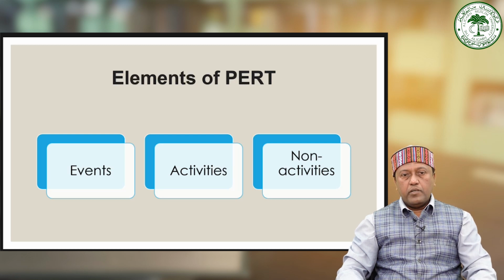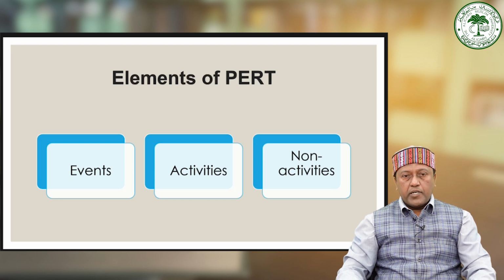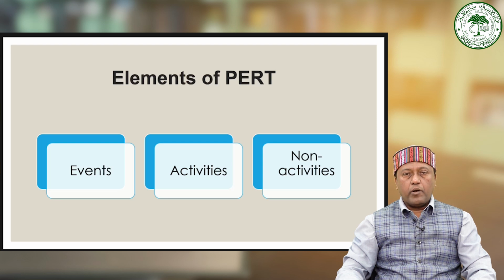Then coming to the elements of PERT, especially in PERT, these three elements you can see here: events, activities, and non-activities. These three elements play a fundamental role in constructing network diagrams to aid project management. Just see what an event is. Events mark significant points in the project timeline, such as the start or completion of activities. Events signify specific milestones or achievements within the project.